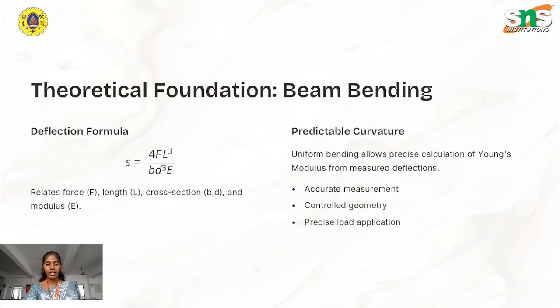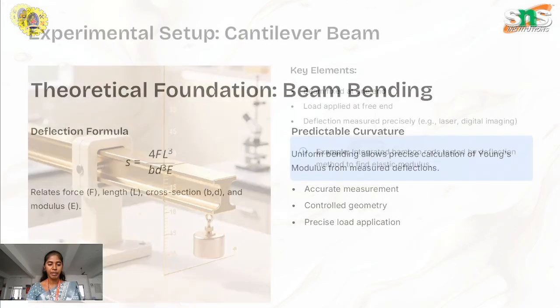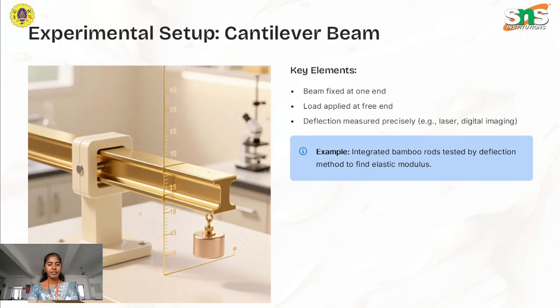Uniform bending allows precise calculation of Young's modulus from measured deflections. So we get accurate measurement, controlled geometry, and precise load application. We will predict a predictable curvature using this formula. Now the experimental setup: the cantilever beam. A cantilever is one where one end of the scale is connected to the wall or fixed, and the other end is the free end. In the free end, we apply the load.